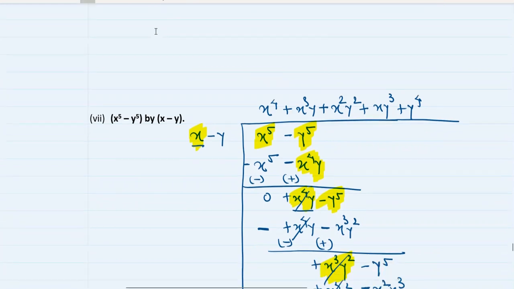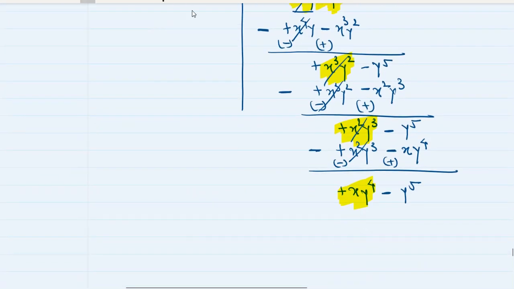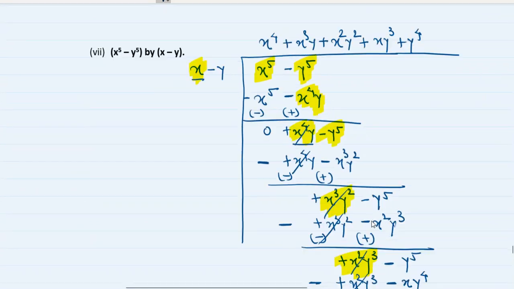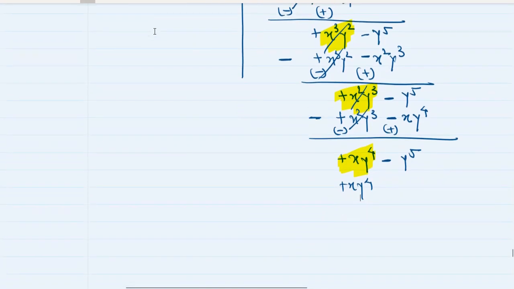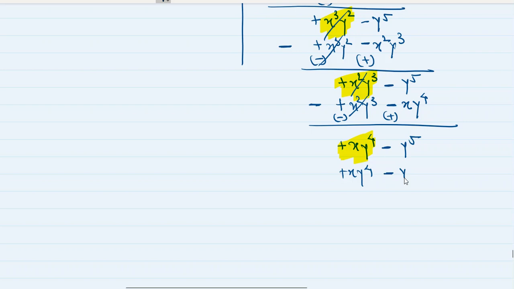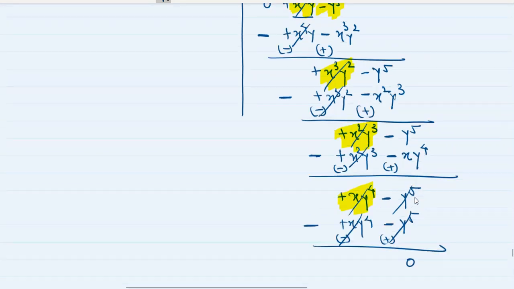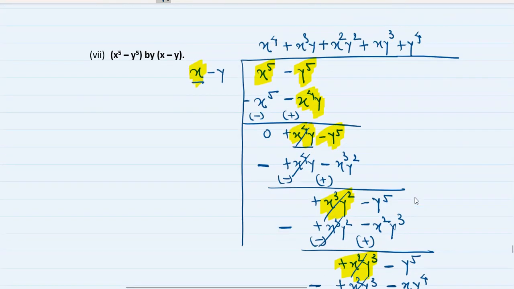Now multiply y raised to 4 with x, you get plus xy raised to 4. And multiply y raised to 4 with minus y, you get minus y raised to 5. And here you get minus sign, minus, plus, these two will get cut, and these two will get cut, and you get 0 as the remainder. And this is your long division.